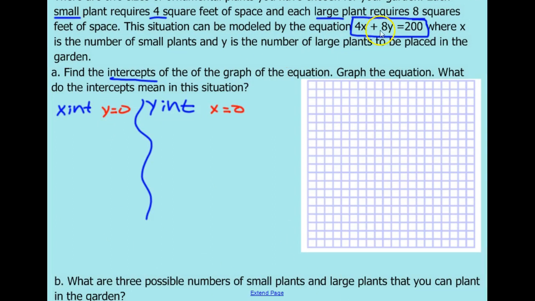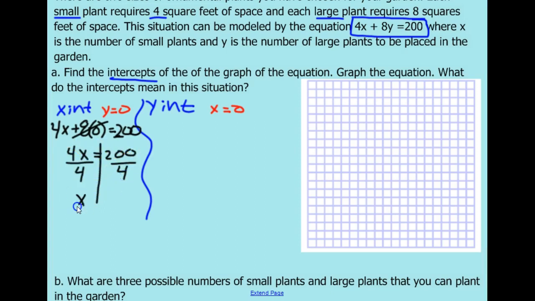So first, if we're plugging in y is 0, it says 4x plus 8 times y, which is 0, equals 200. So that's just 0. We have 4x equals 200. Divide by 4. 200 divided by 4 should give us 50.